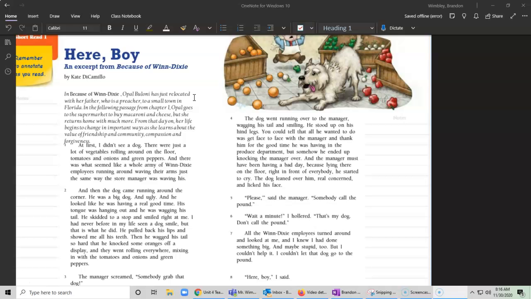At first, I didn't see a dog. There is just a lot of vegetables rolling around the floor, tomatoes and onions and green peppers.